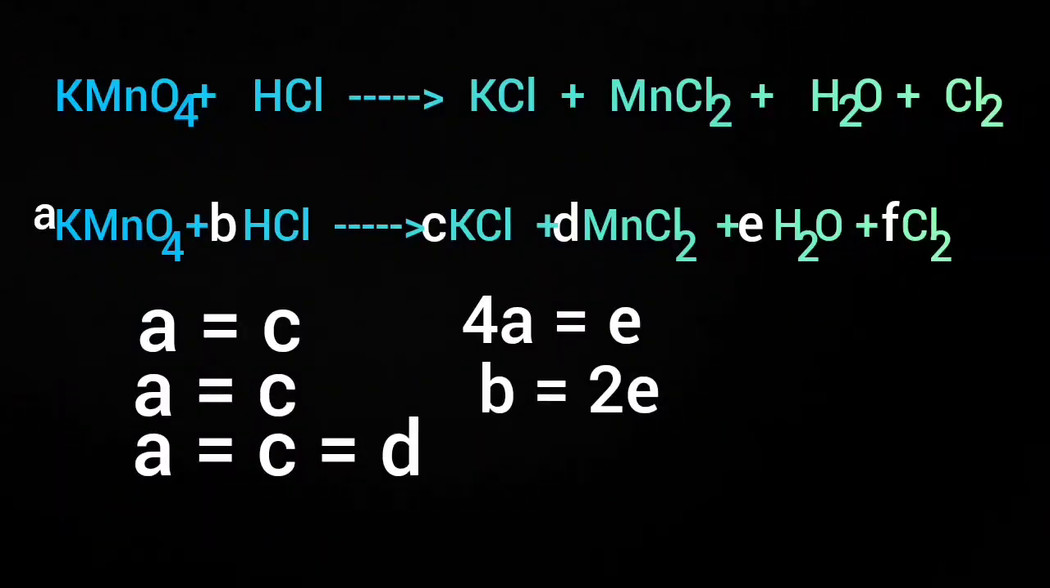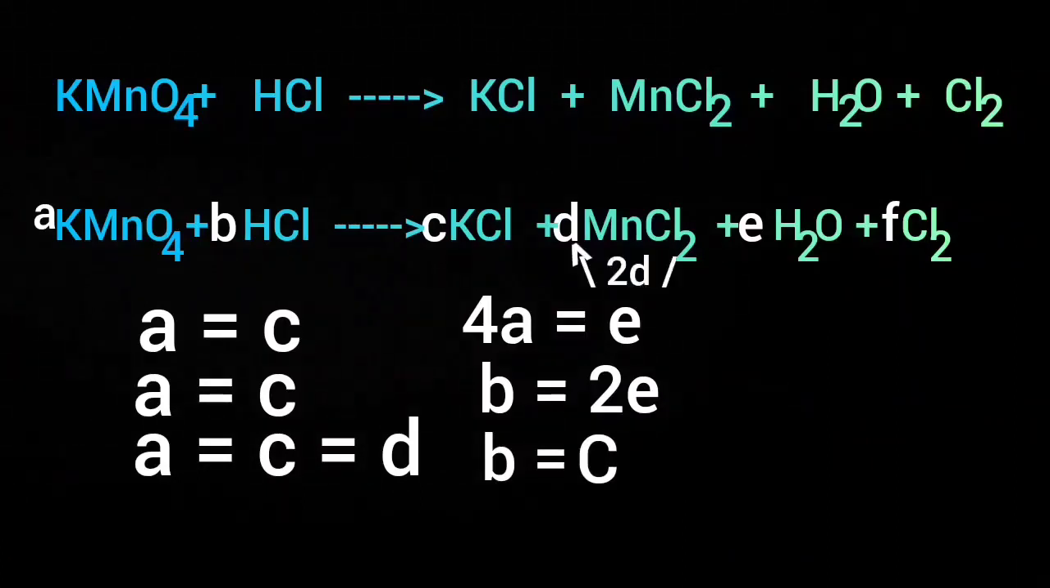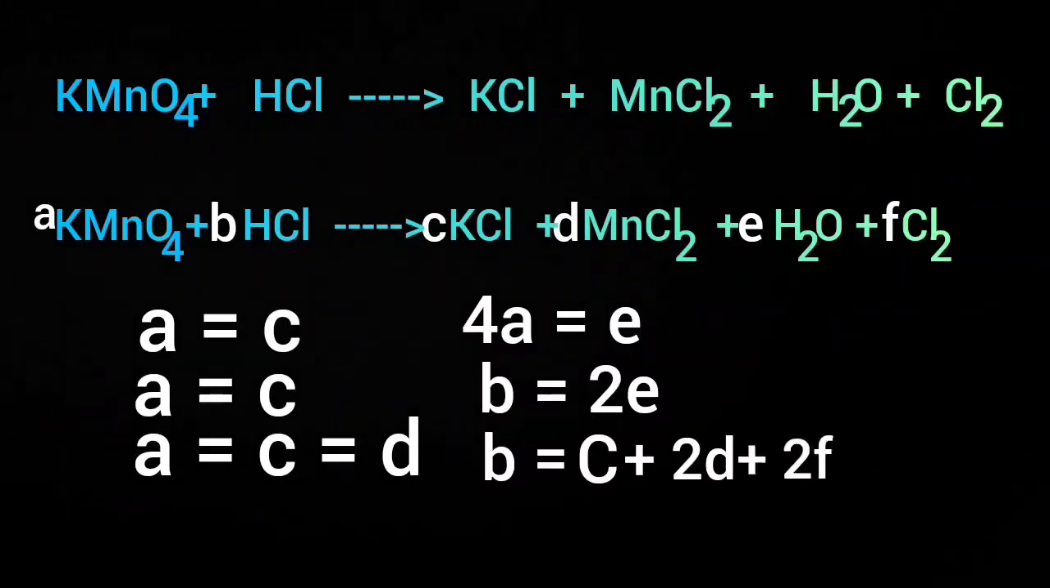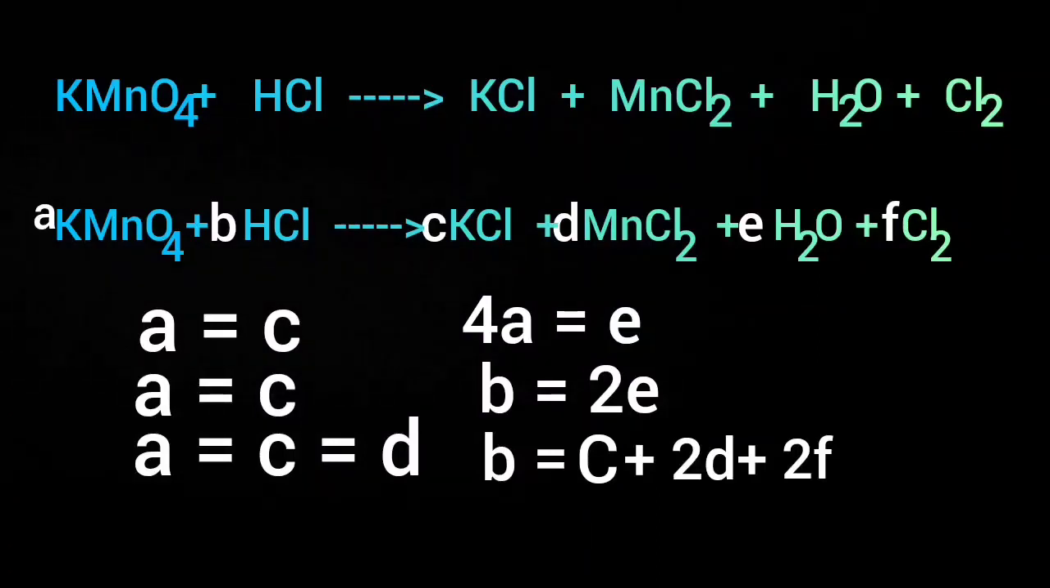Then the number of chlorine atoms on the left hand side is b, because before HCl b is there, so there are b chlorine atoms. On the right hand side you will find c chlorine atoms in KCl, 2d chlorine atoms in MnCl2, and 2f chlorine atoms in Cl2. So b, the number of chlorine atoms on the left hand side, must be equal to c plus 2d plus 2f.